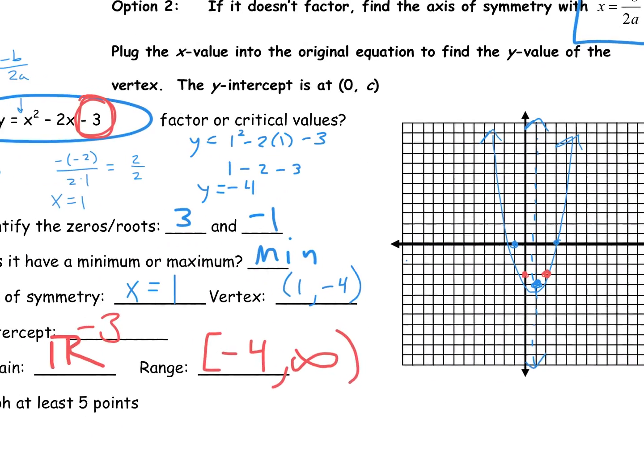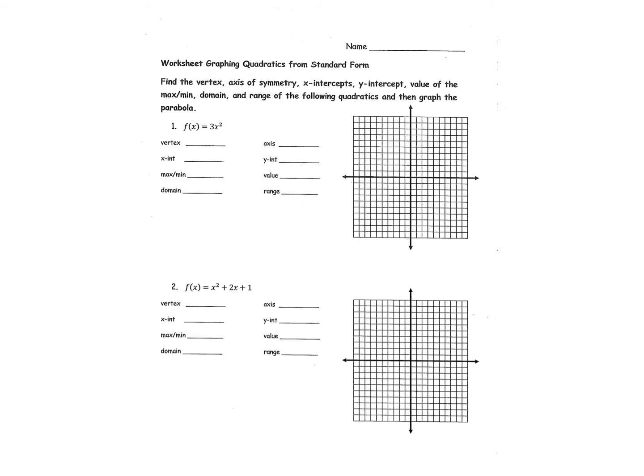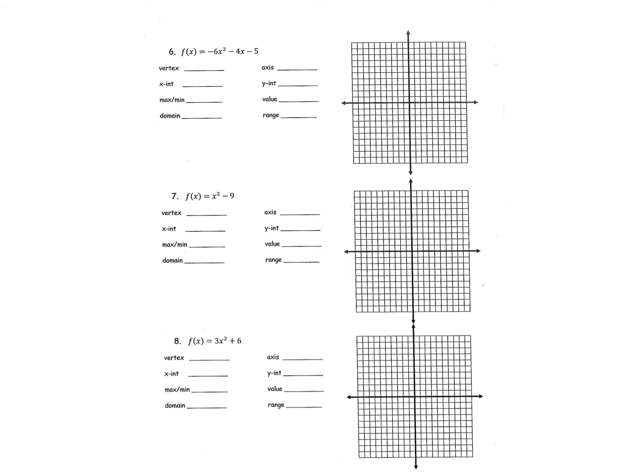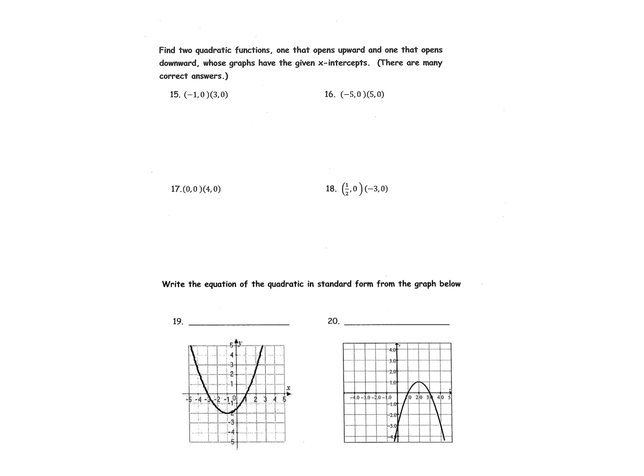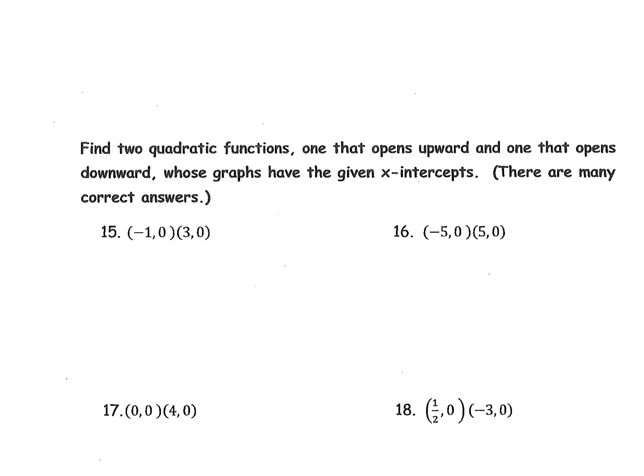Any questions here? So here it asks us to find two quadratic functions, one that opens upward, one that opens downward, whose graphs have the given x-intercepts. There are many correct answers.